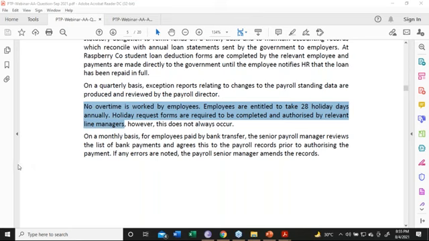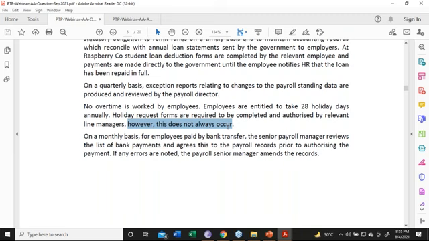Forms are authorized by the line manager, it's a good control, but the question says this does not usually happen, so it's not a good control. Vidisha, it's a poor control. Let's read the question again. However, this does not always occur. What does that mean? That there are too many exceptions. Sometimes I'm going to get authorization and sometimes I'm going to go over the holidays without authorization. It means it's not a good control.